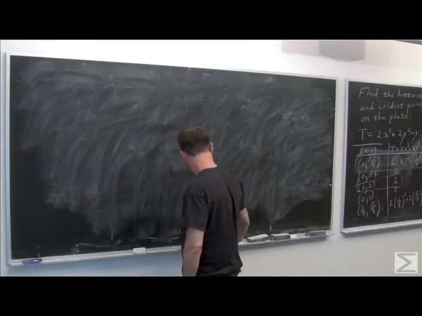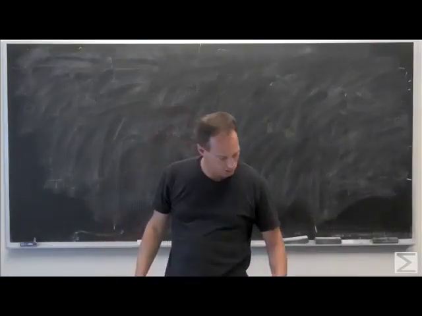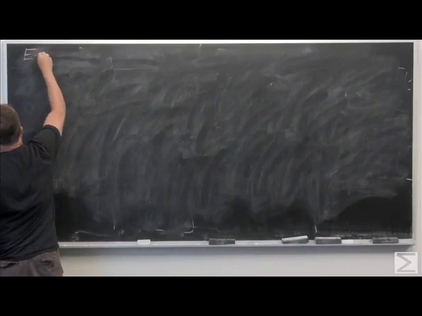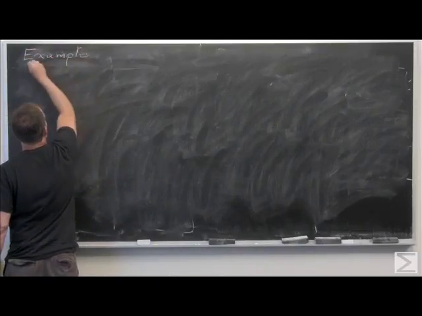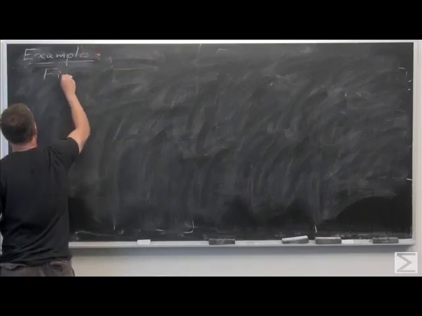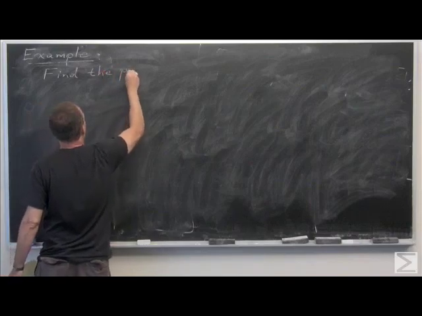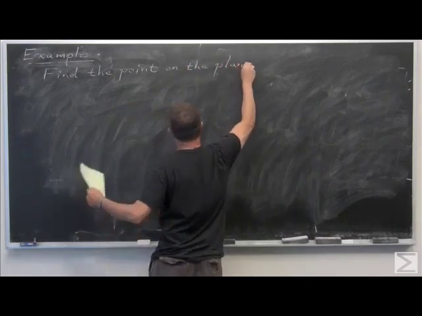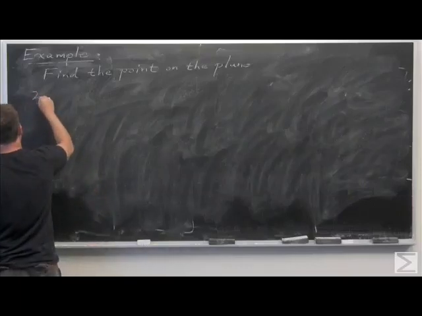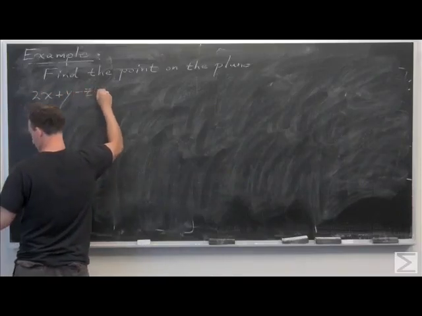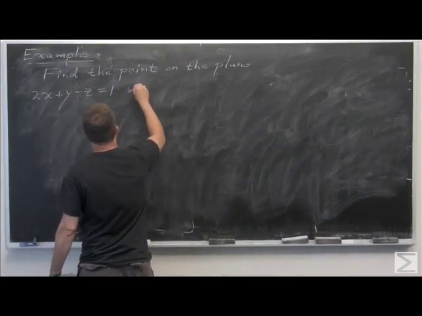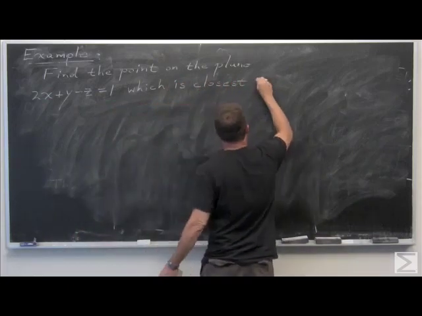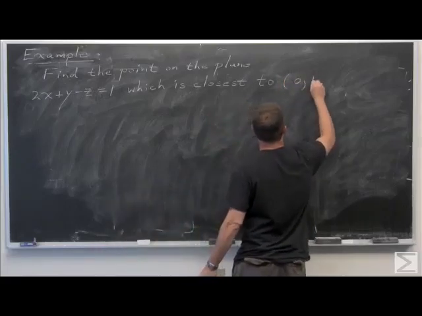All right. So I want the problem. So another example. Find the point on the plane given by 2x plus y minus z equals 1, which is closest to (0, 1, 3). All right.